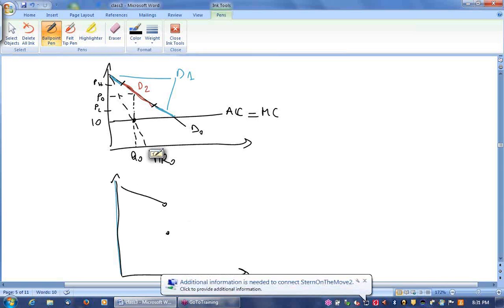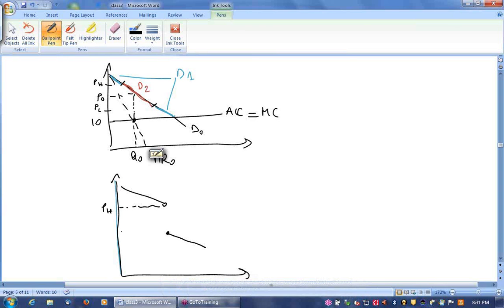So it has a jump between price H and price low, right? So this is our demand 1. Now we have to draw the marginal revenue.